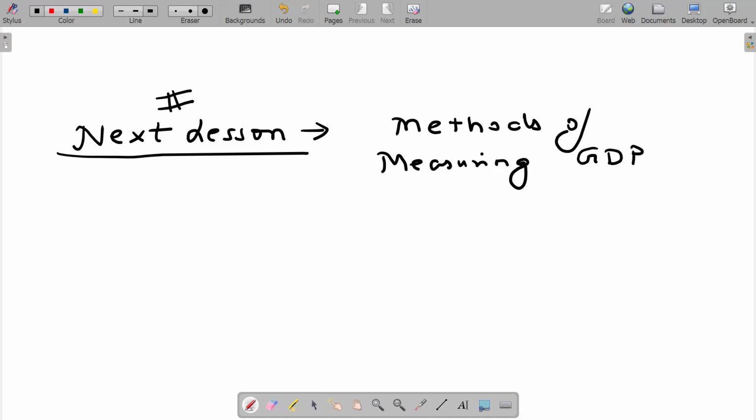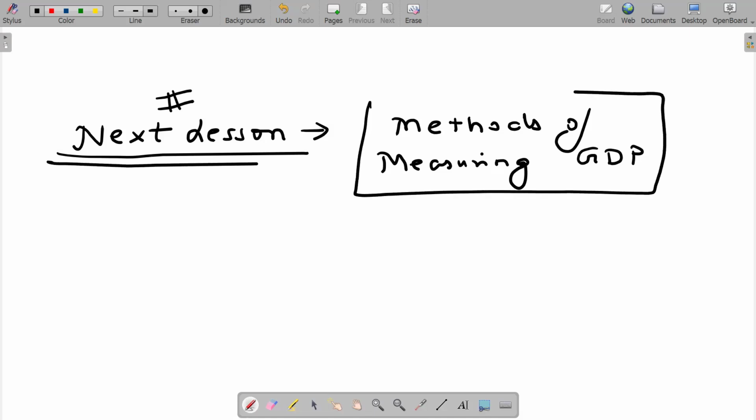Okay. So I stop in this lesson. In the next lesson, we are going to discuss methods of measuring GDP. So I stop in this lesson.